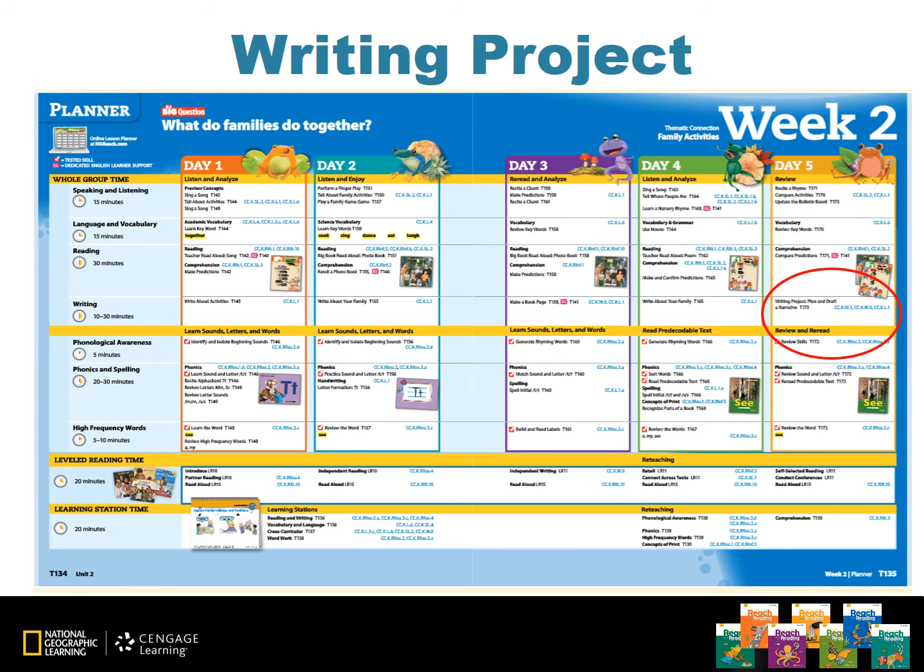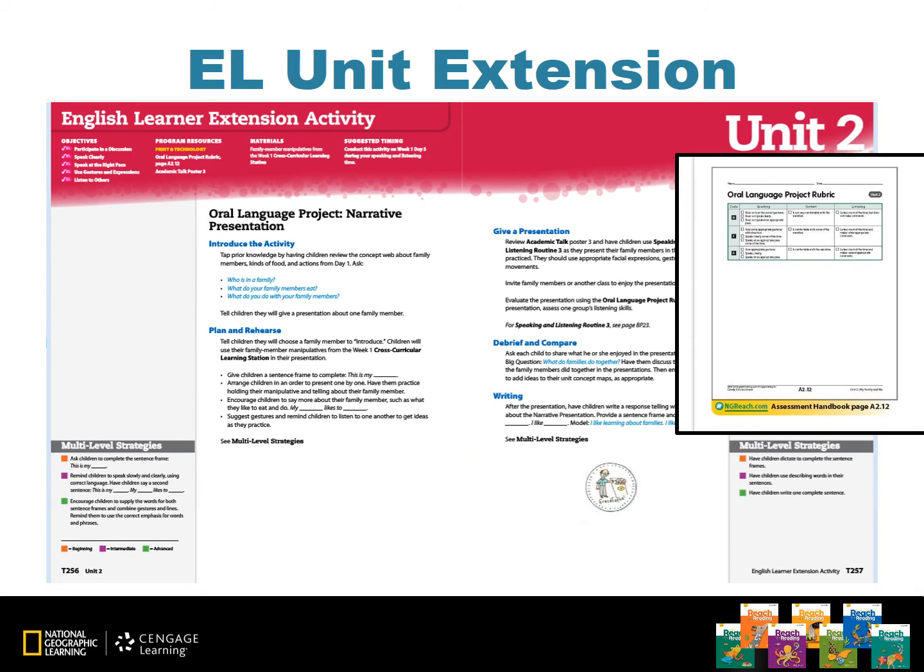The Kindergarten Writing Project is introduced in the Week 2, Day 5 Daily Planner and continues in Weeks 3 and 4 on Day 5. For more training on the writing program, please view the module labeled Writing and Assessment in Reach for Reading. At the end of every unit, you will find an English Learner Extension activity for students to continue developing language in their kindergarten. An oral language project rubric is found online for teachers to assess this activity and get more ideas for students.